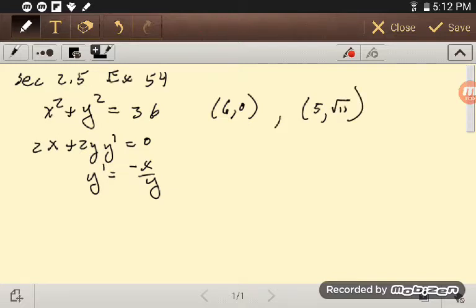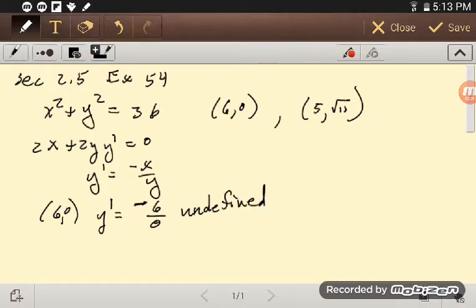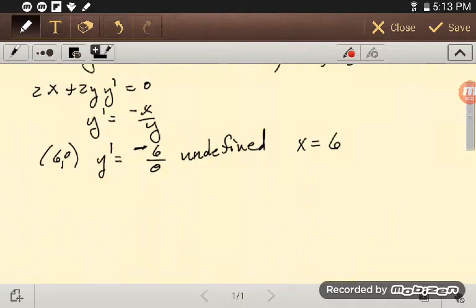Okay, so let's do 6, 0 first. I've got the point, I just need the slope here. So y prime for 6, 0 is undefined. I get minus 6 over 0, which is undefined, which means it's a vertical line in this case. And for that vertical line, I know it goes through x equals 6, so that is just the line x equals 6. And we'll plot these in a moment.